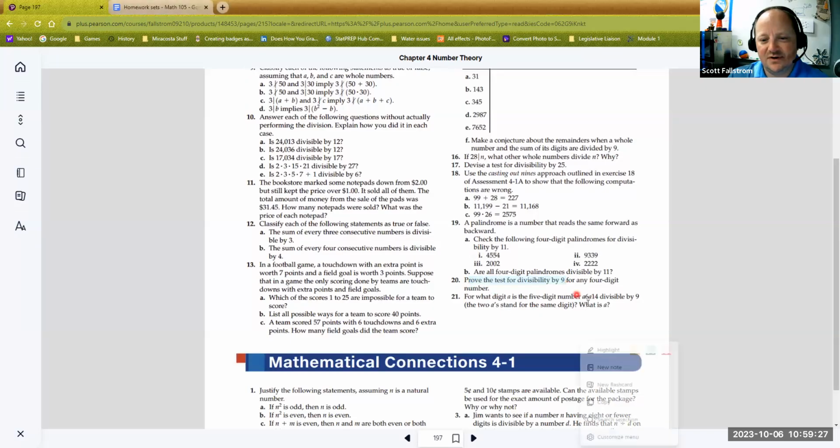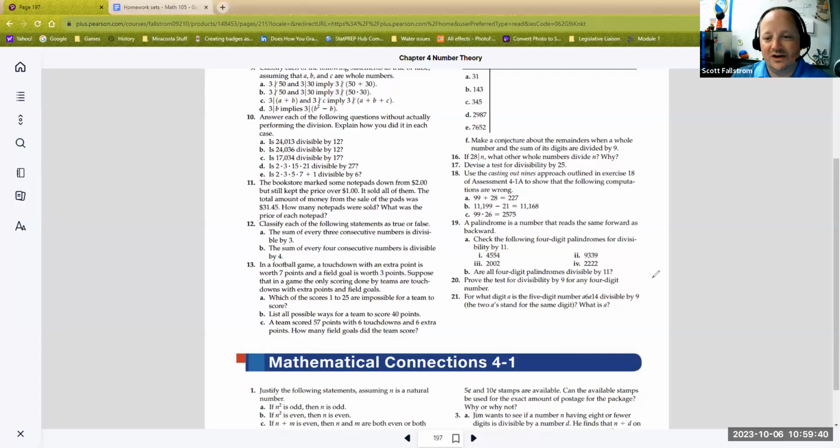This one says prove the test for 9 for any 4-digit number. This is fantastic. I did one in the video for a 3-digit number. Just remember, when you're doing it for a 4-digit number, make sure you are thinking of a 4-digit number in general. So you want to use something like A, B, C, D in place value form, which would be A times 1,000 plus B times 100 plus C times 10 plus D. So when it says prove the divisibility test for any 4-digit number, you want to use the variables so that you cover every single case.